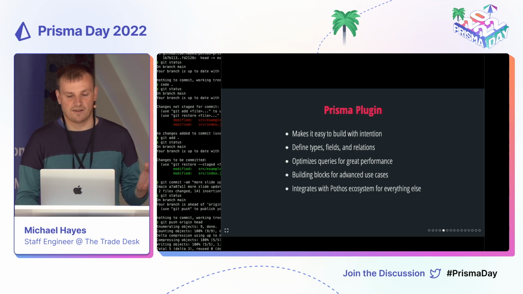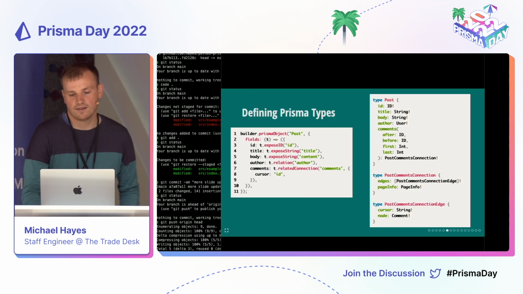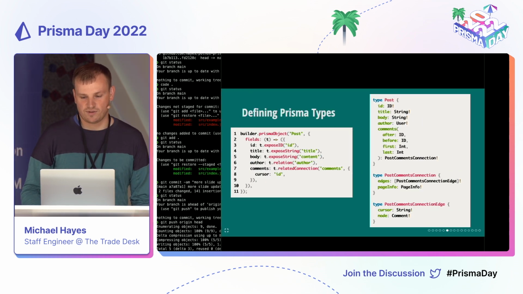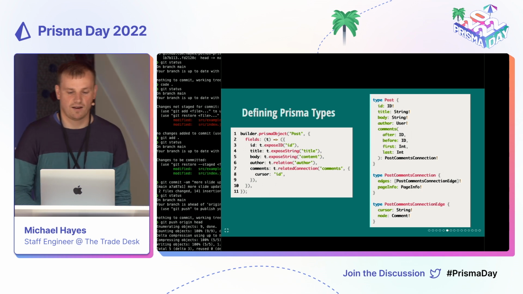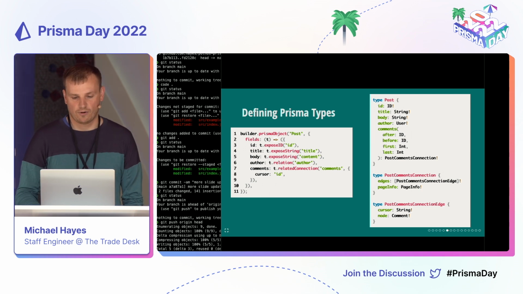And then finally, obviously, this integrates great with the rest of the Pothos ecosystem, so you can still take advantage of all of the validation and authorization plugins that exist. I'm going to dive into some more code examples here. This is a little bit more complicated and shows how you might define a post type in Pothos, or with the Prisma plugin.